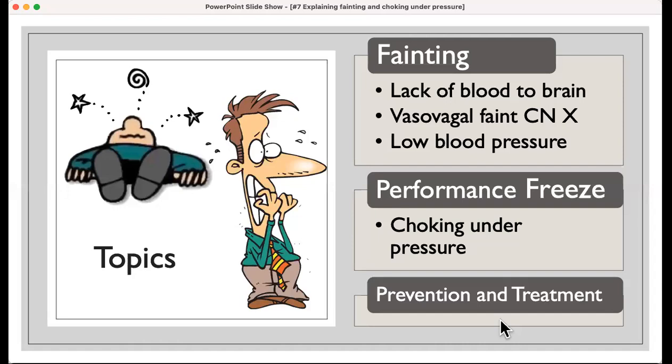The topics for fainting are going to be a lack of blood flow to the brain, the vasovagal faint, which is separate from fainting from low blood pressure. The other one is the performance freeze, choking under pressure. That's another term for performance freeze. And then talking about the prevention and also the treatment for when you feel like you're getting faint.